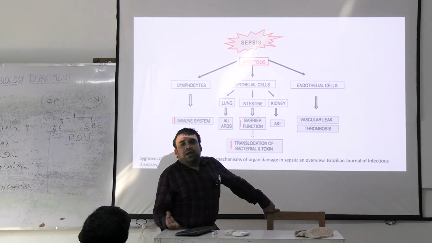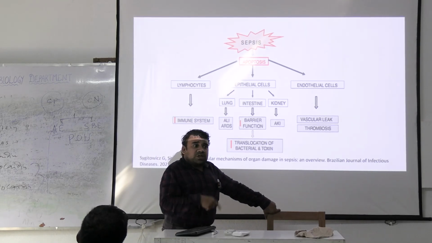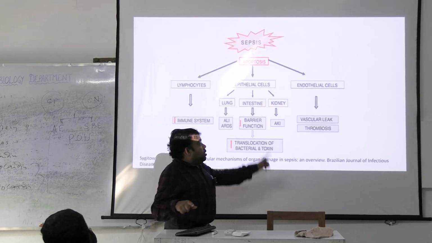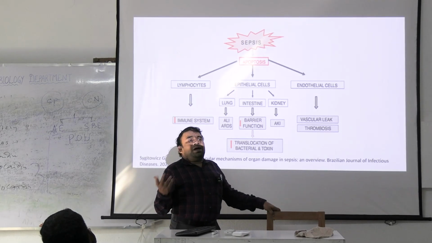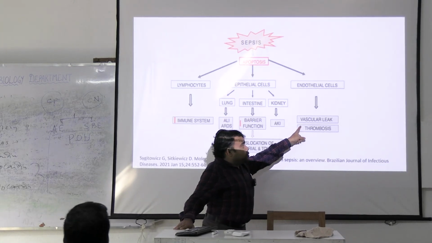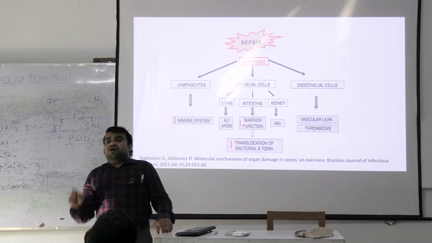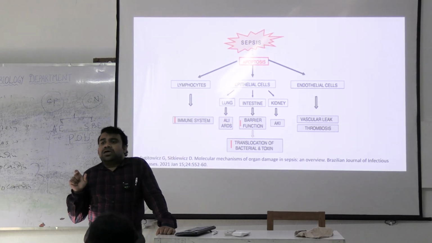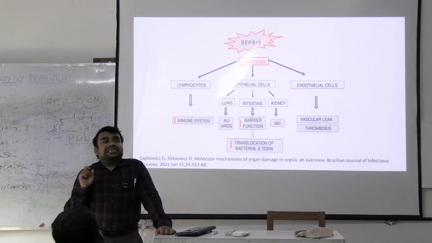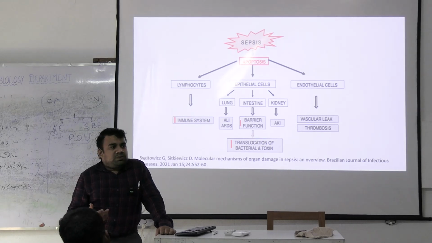In the intestine, what will happen? Mucosal damage, which will lead to further translocation of other organisms into the blood. In the kidneys, it will lead to acute kidney injury or renal shutdown. And finally, because of the endothelial cells, it can have two outcomes. One is vascular leak and thrombosis. Now, this thrombosis process is intravascular. That means eating up of the coagulation pathway.